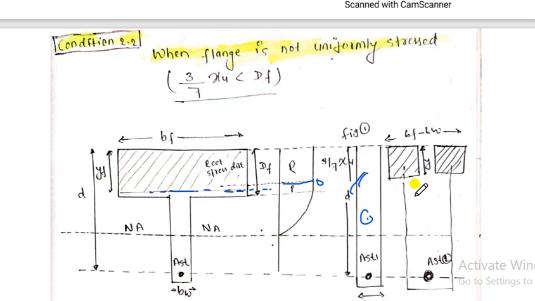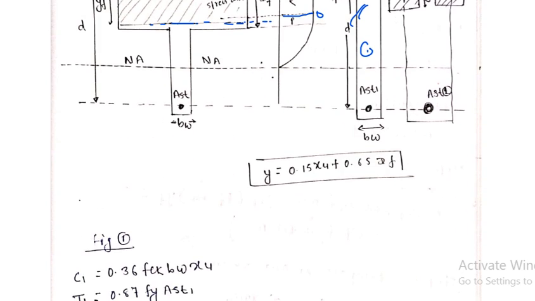So this one is Y, right? This one is BF minus BW, because the total is BF. So we need to subtract the width of web, so minus BW. For satisfying C is equal to T, we need to substitute steel bars, right, so that it can satisfy. Here Y is equal to 0.15 XU plus 0.65 DF.